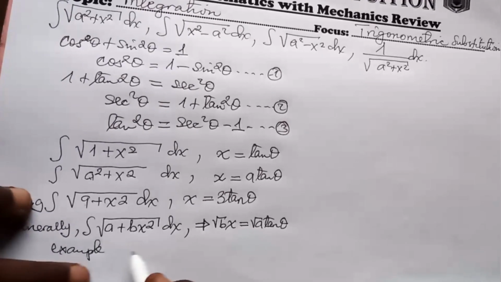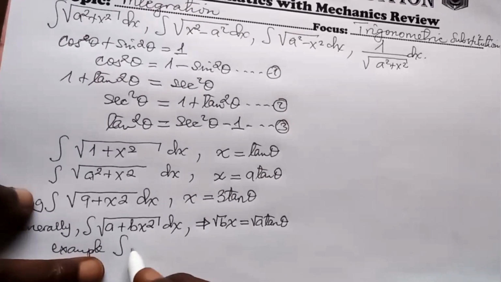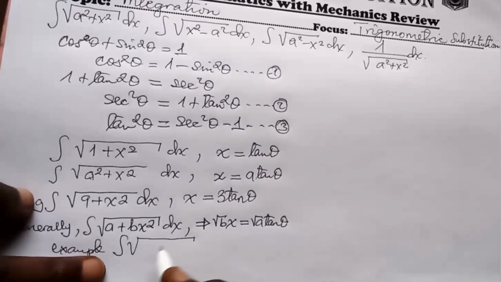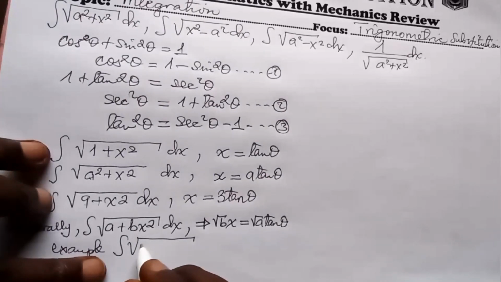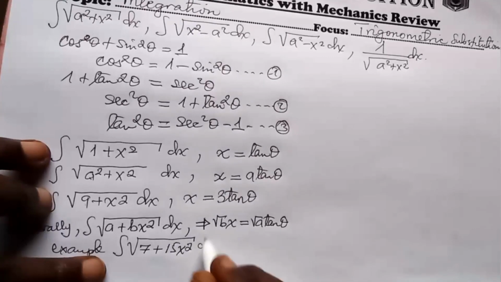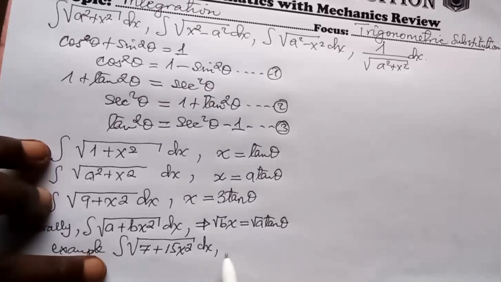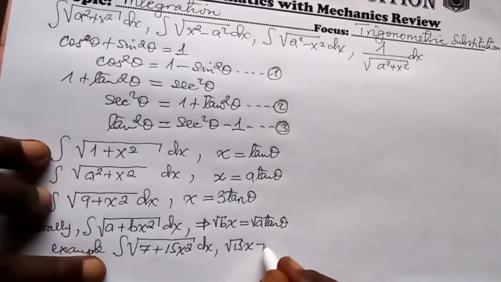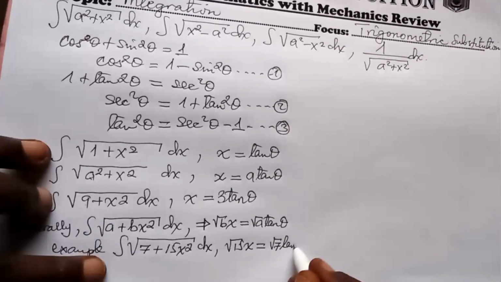Example, the integral of the root of 7 plus 15x squared dx. My substitution should again be the square root of the term in the variable there, which is the root of 15 x equals the root of the constant term, root 7 tan theta.